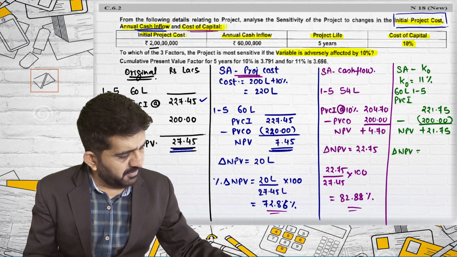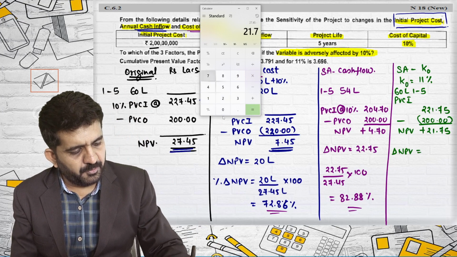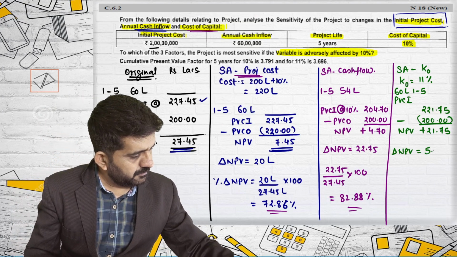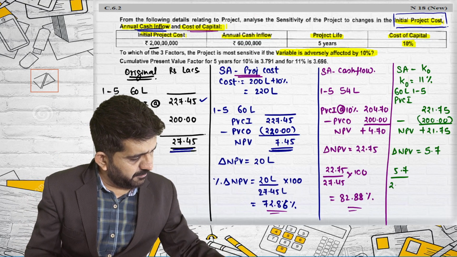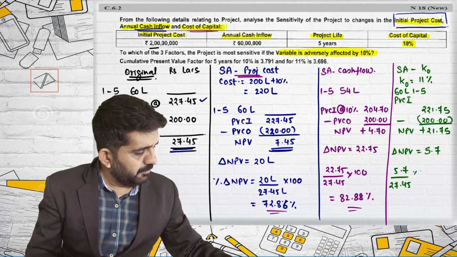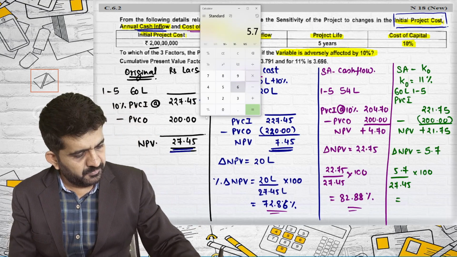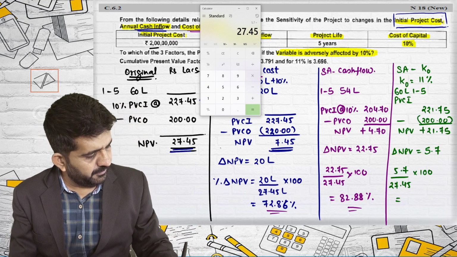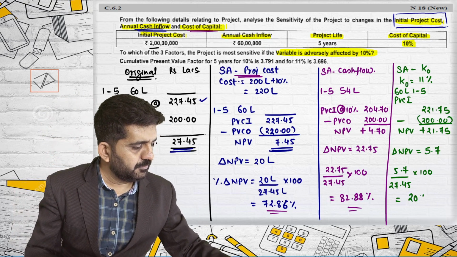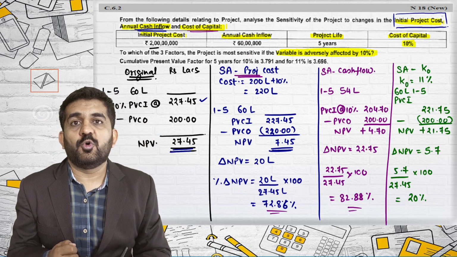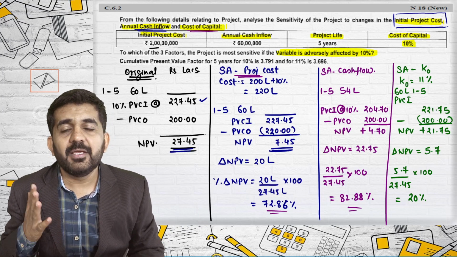What is change in NPV? 27.45 minus 21.75, 5.7. Percentage change in NPV is 5.7 divided by 27.45 multiplied by 100, which is only 20%. So if my cost of capital increases by 10%, my NPV will decrease only by 20%.